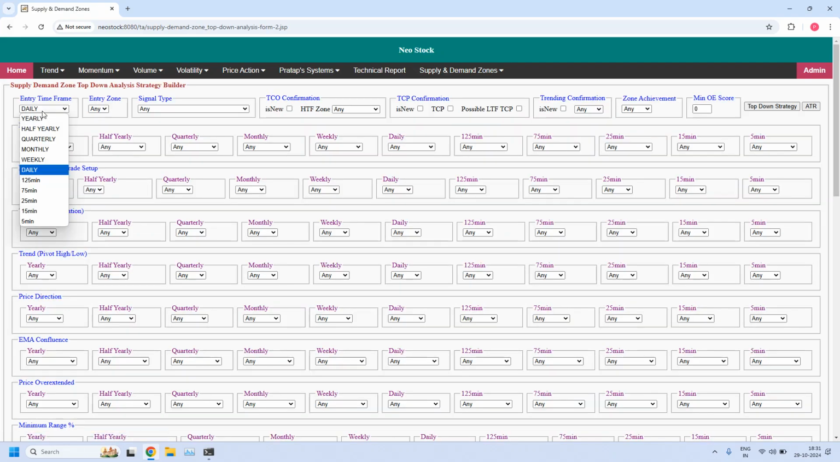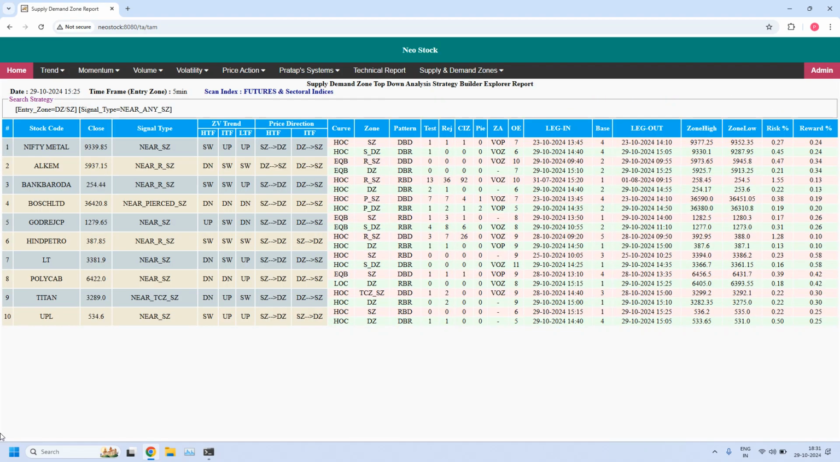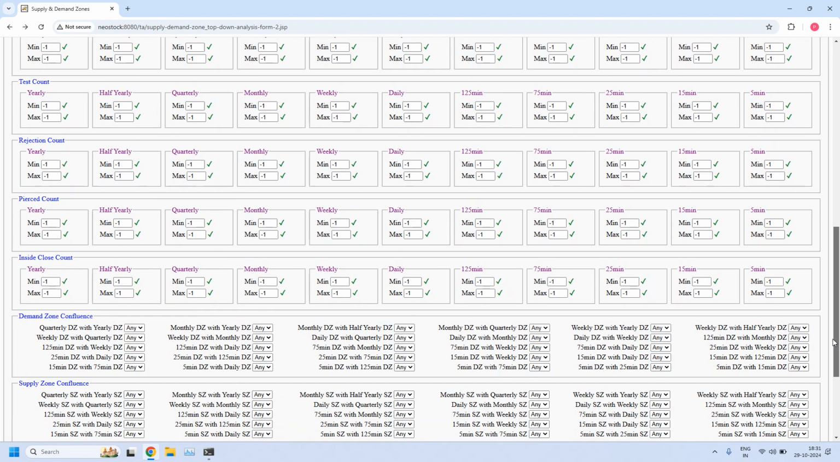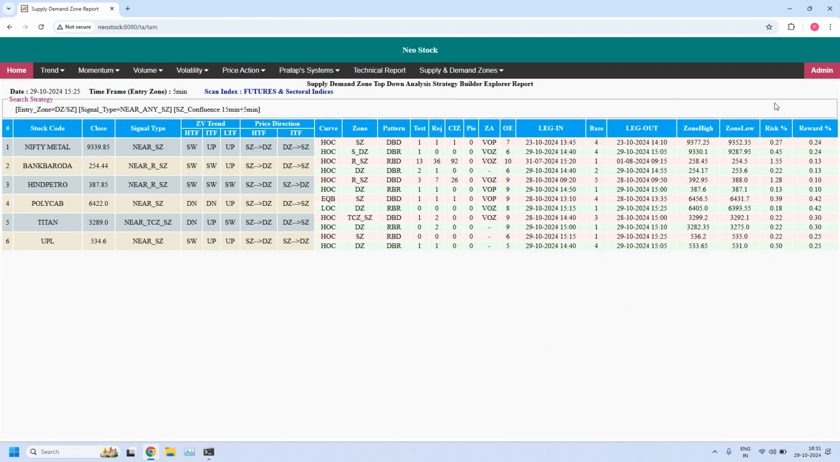Okay, next for the 5 minutes time frame, let's find the stocks near the 5 minutes supply zone. 10 stocks are filtered. So let's verify whether any of these stocks have an ITF confluence. That is a 5 minute supply zone with a 15 minute supply zone confluence. I am enabling the filter. Let's verify. We got 6 stocks filtered. In all these 6 stocks, the 5 minute supply zones are part of the 15 minute supply zone. So this is about stocks near demand and supply zones for different time frames.